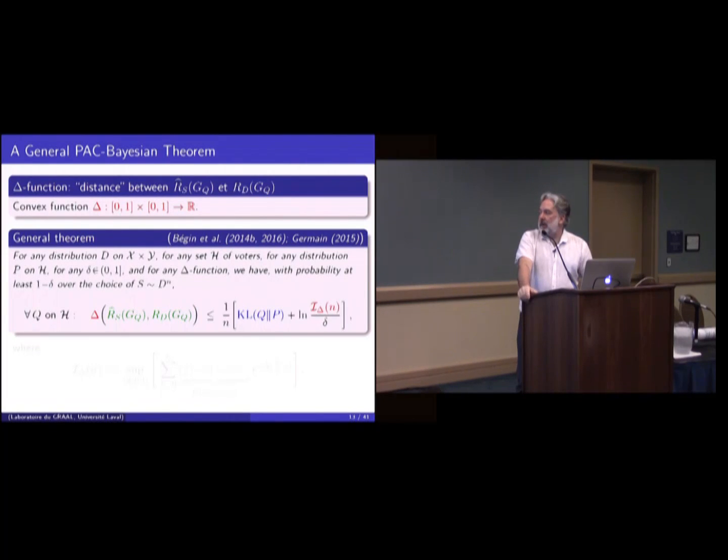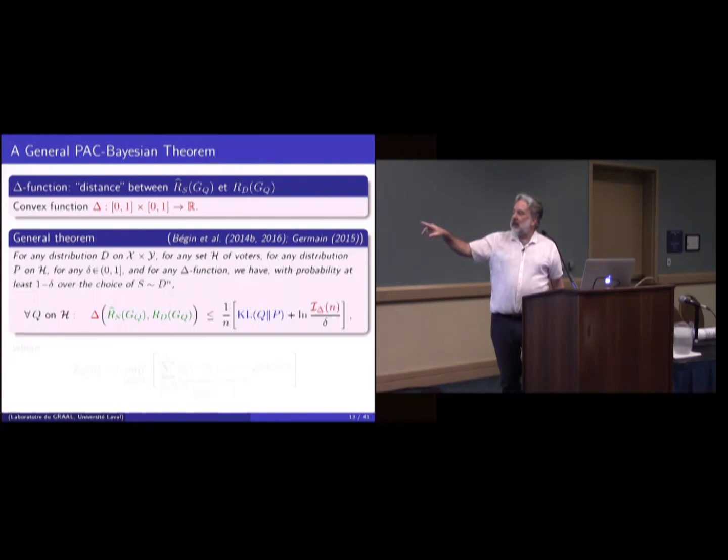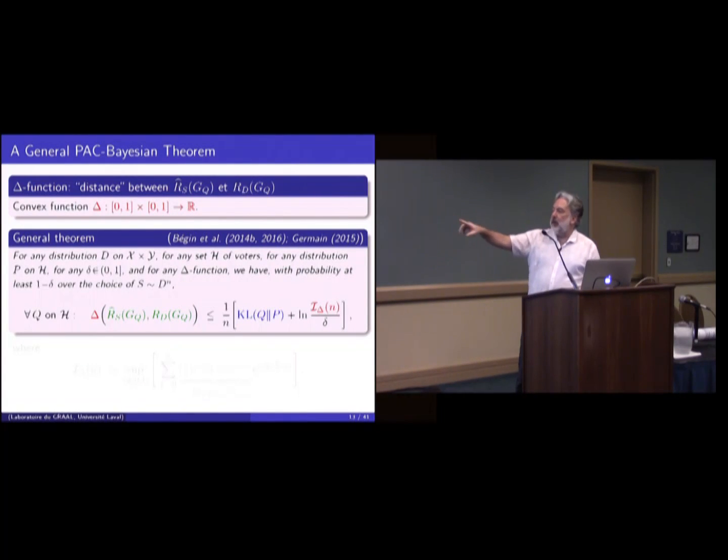The idea is, in general, if you have a convex function delta, then you will be able to have this kind of PAC-Bayesian bound, meaning that the distance corresponding to delta between what you observe and the true generalization error of the Gibbs risk is always bounded by the Kullback-Leibler divergence plus some complexity term. In general, the complexity term is basically the sum of all the binomials times an exponential, and you have to take some supremum on all the possible risks that you can observe.